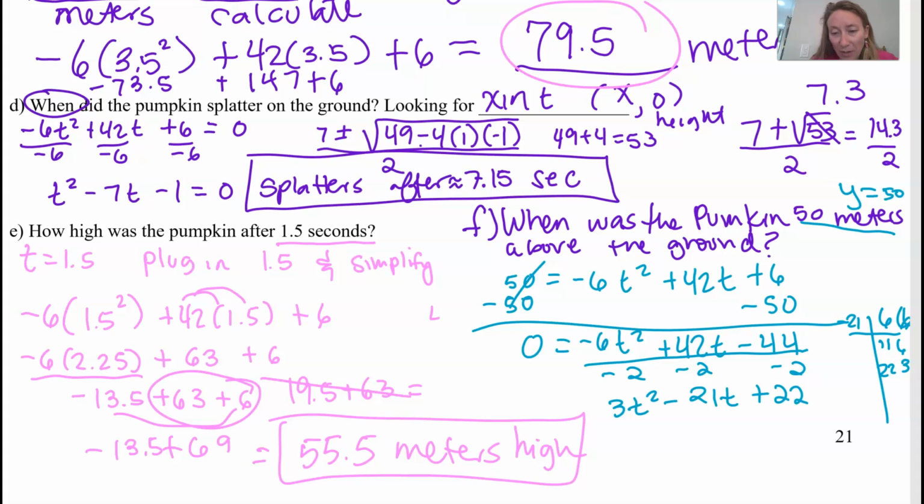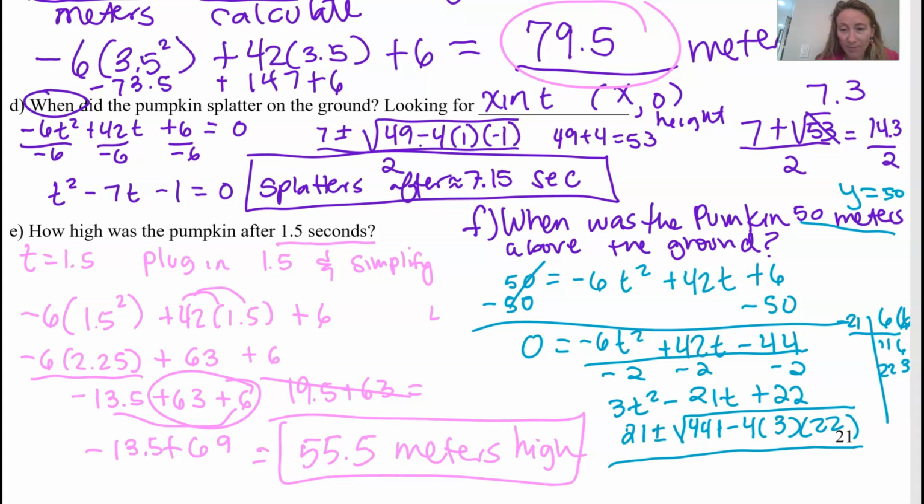And it's going to give me 21 plus or minus, I need a calculator. 21 times 21, 441 minus 4 times 3 times 22, all divided by 2a, so 6. Okay, use your calculator to try to get the 2 answers for this.